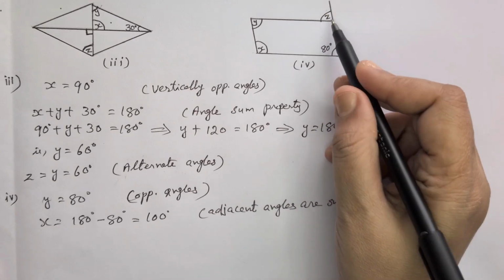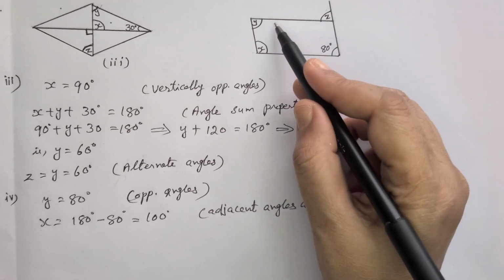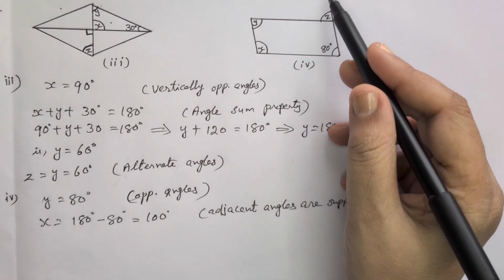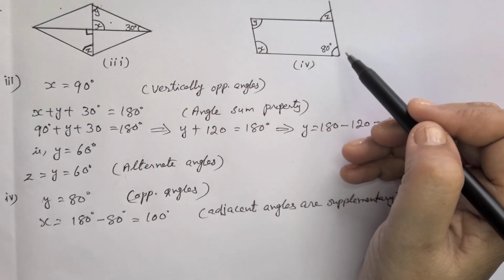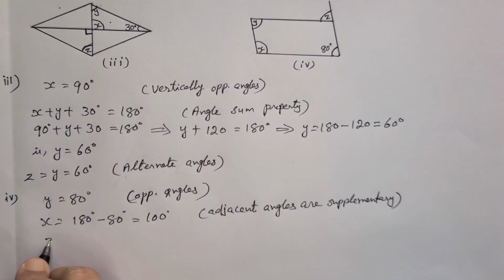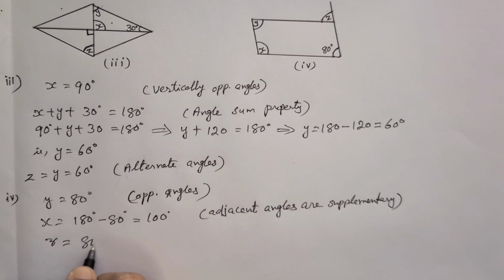Then Z and 80, these two are corresponding angles. You can see these two are parallel lines. This is the transversal. So these two angles are corresponding angles. So Z is equal to 80 degree. Reason is corresponding angles.